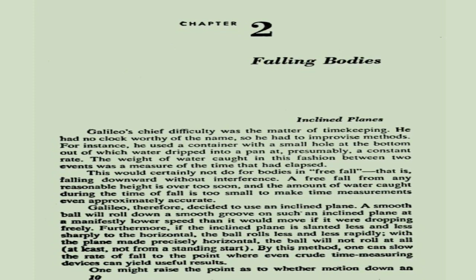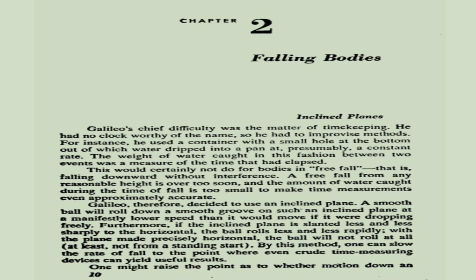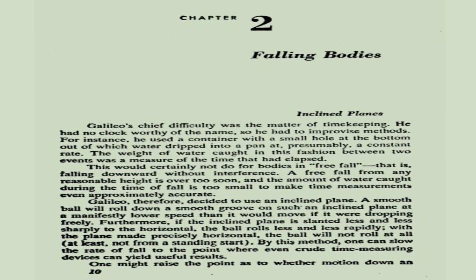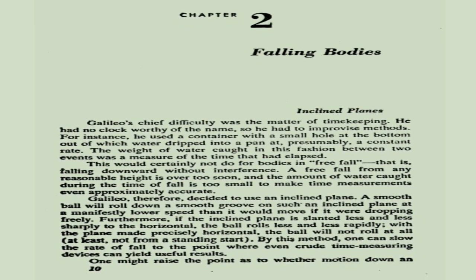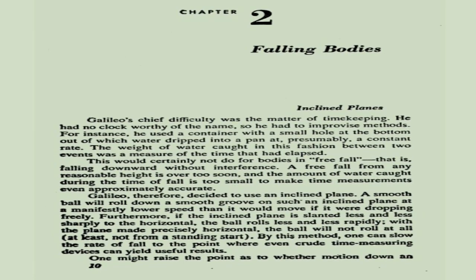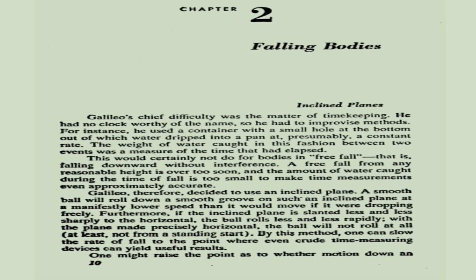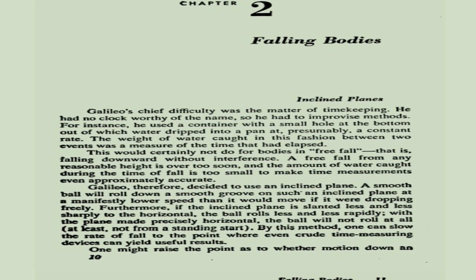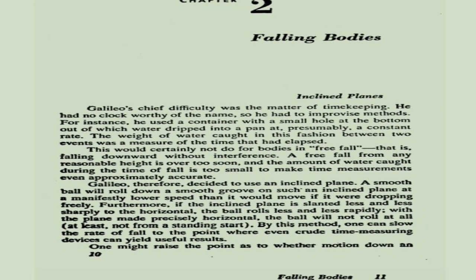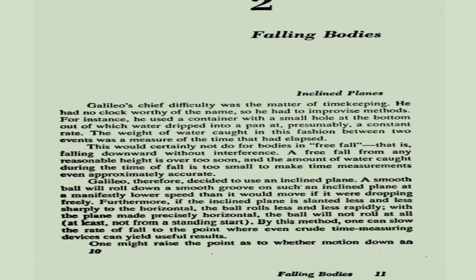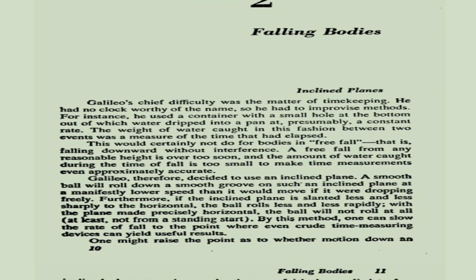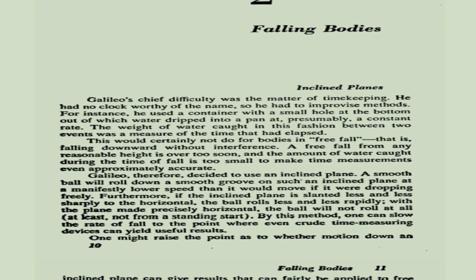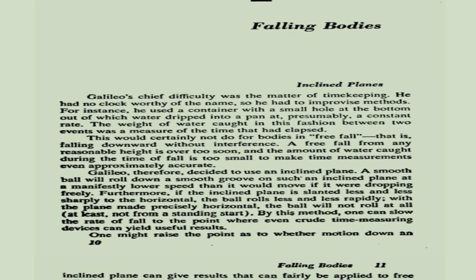Galileo's chief difficulty was the matter of timekeeping. He had no clock worthy of the name, so he had to improvise methods. For instance, he used a container with a small hole at the bottom, out of which water dripped into a pan at, presumably, a constant rate. The weight of water, caught in this fashion, between 2 events was a measure of the time that had elapsed.